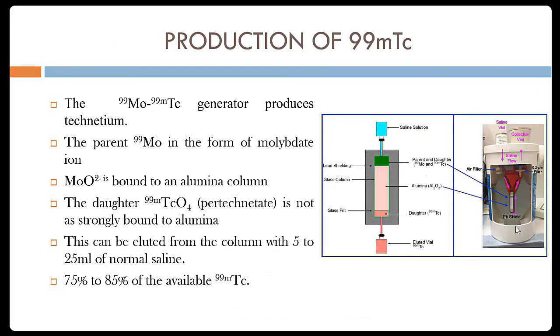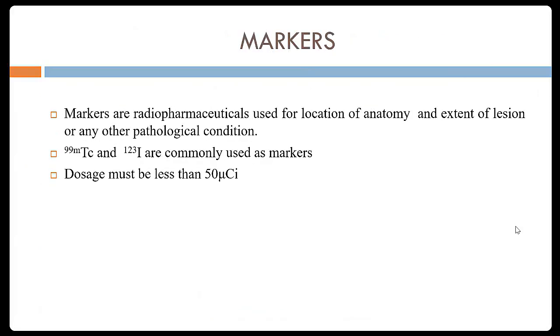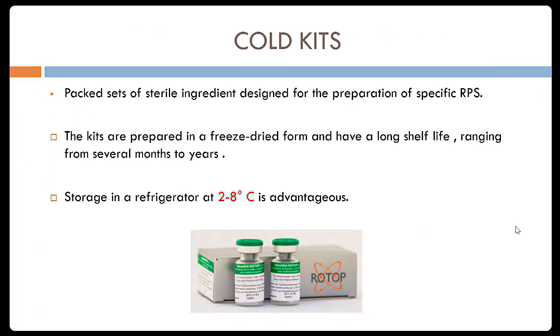Production we have already discussed, so I am not explaining it again. We have technetium-99m labeled radiopharmaceuticals, which will be produced by the generator. We have a number of cold kits to produce these. So what is a cold kit? A cold kit is a packet which consists of different ingredients used to produce the radiopharmaceutical. They are freeze dried.